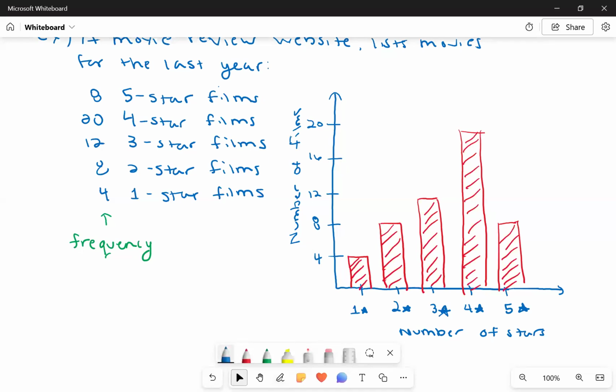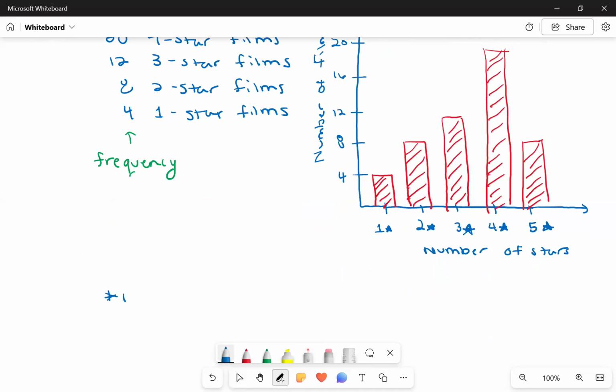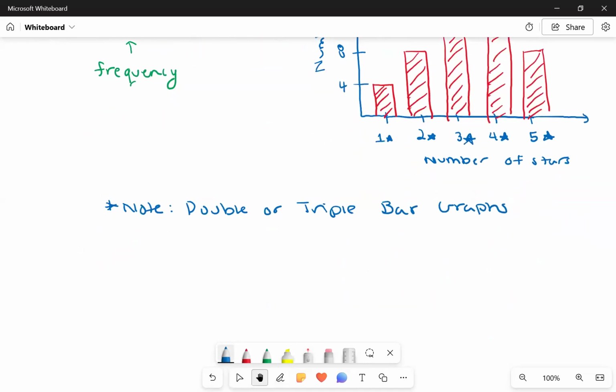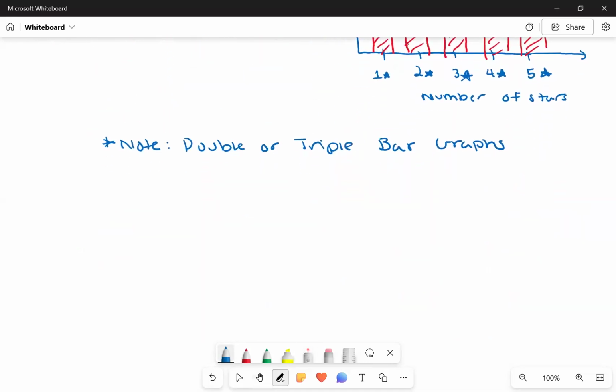Now, I do want to make a note that it is possible to have double bar graphs or even triple bar graphs. And what's nice about double bar graphs or triple bar graphs is it allows us to compare categories on the graph itself. So there is a really nice example of a triple bar graph. Here, I'll give an example for this one on page 407 in your textbook, figure 7.3.